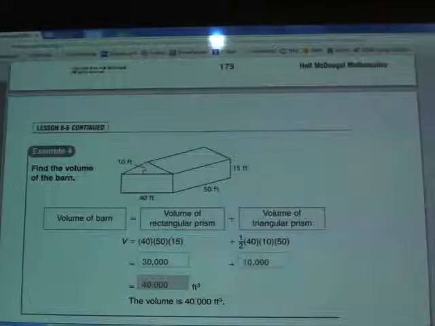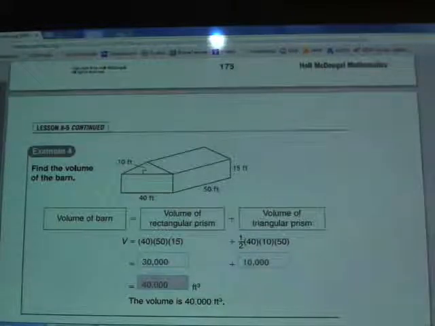All right, let's go ahead and take a look at number 4. Now, number 4 is kind of a different type of question than what we've been doing, but it really is just taking the components and putting them together. They're asking us to find the volume of the barn. Well, realize what the barn is there. The barn is a composite figure. A composite figure is simply 2 geometric shapes put together. Right? This is 2 different types of prisms put together here.